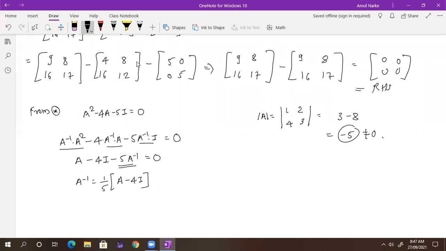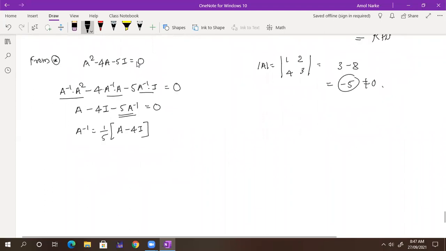That's it. You can find it now. Substitute the value of A and I. So what you are getting is 1/5, that number as it is. You have A matrix, and A matrix is nothing but 1, 2, 4, 3.